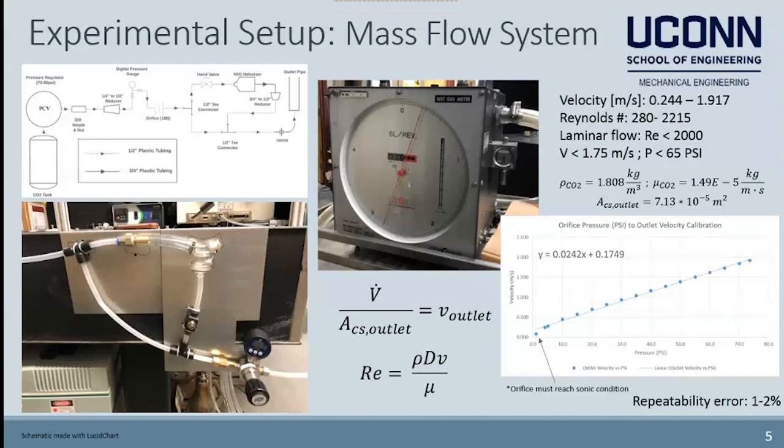Using a wet gas meter and a timer to measure volumetric flow rate at varying pressure readings, outlet velocity was determined by dividing by the cross-sectional area of the outlet. Because of the linear relationship between back pressure and outlet velocity, a line of best fit was calculated with the recorded values with a repeatability error of approximately 1 to 2%.